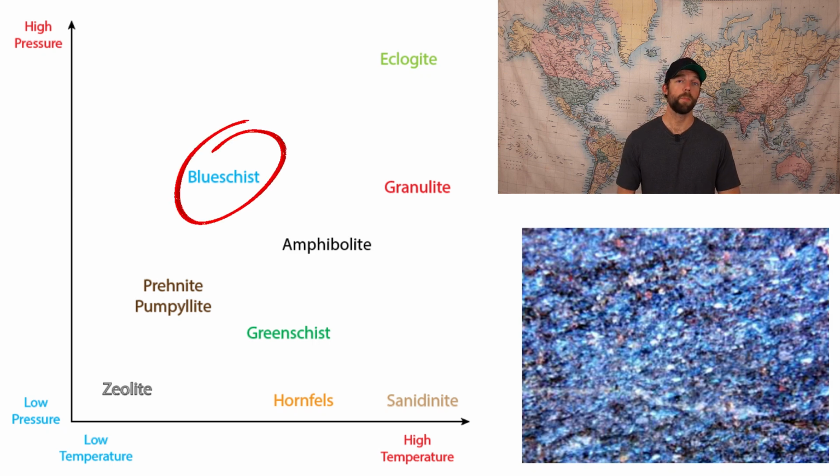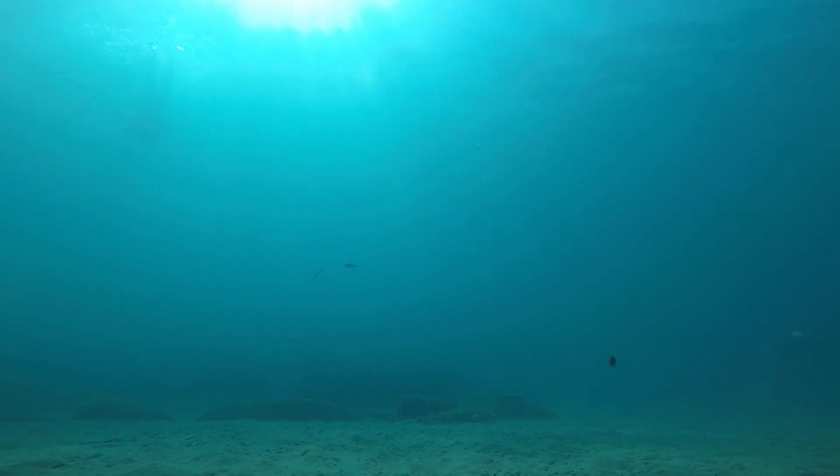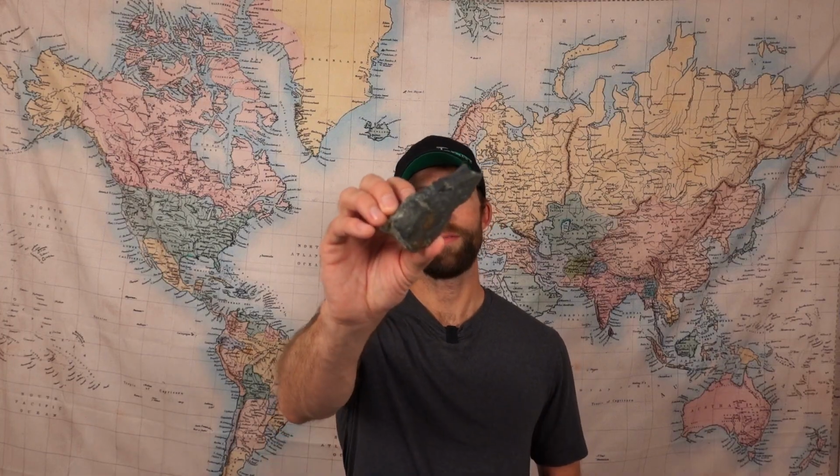This is blue schist. If we look at the chart, we see blue schist forms under great pressure but low temperature. So this might cue us into a place where rocks are grinding past one another deep under cold water, like a subduction zone. This rock is hornfels.